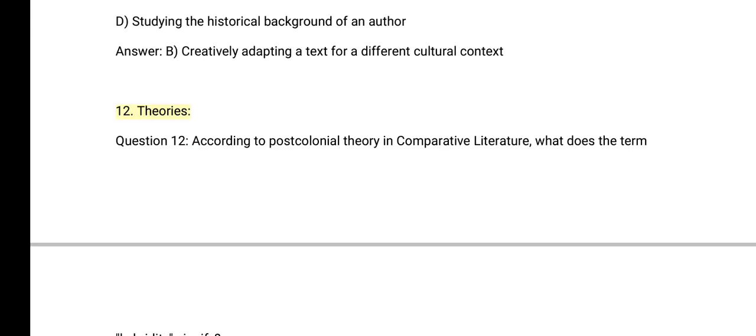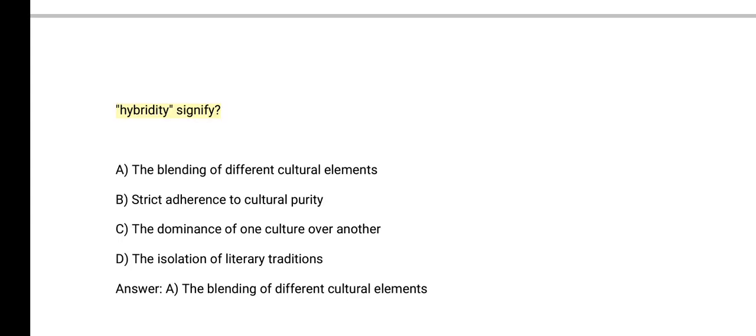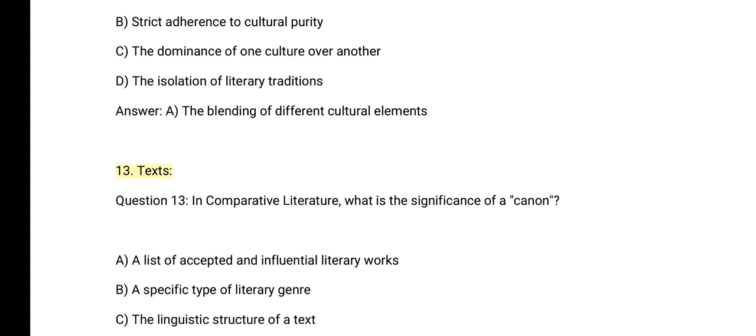12. Theories. Question 12. According to postcolonial theory in comparative literature, what does the term hybridity signify? A. The blending of different cultural elements. B. Strict adherence to cultural purity. C. The dominance of one culture over another. D. The isolation of literary traditions. Answer. A. The blending of different cultural elements.